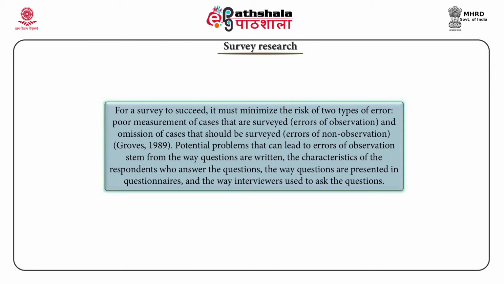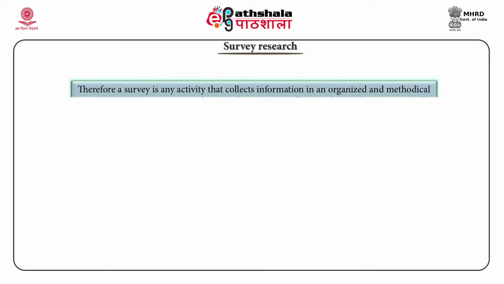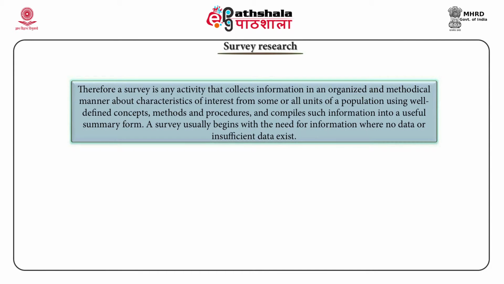Potential problems that can lead to errors of observation stem from the way questions are written, the characteristics of respondents who answer the questions, the way the questions are presented in the questionnaire, and the way interviewers ask the questions.